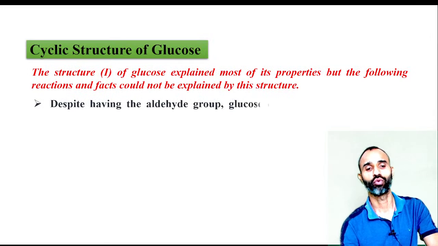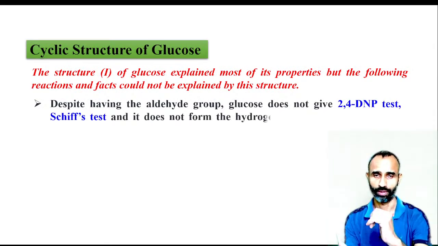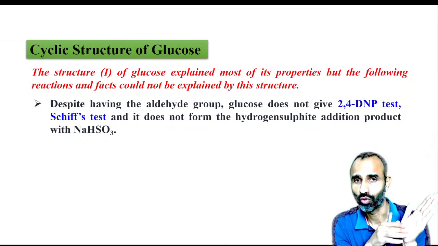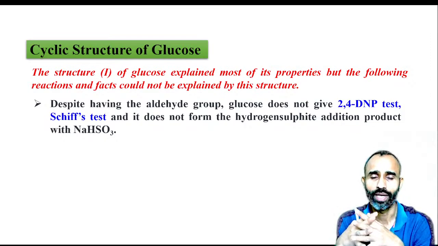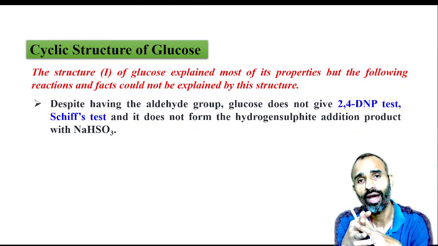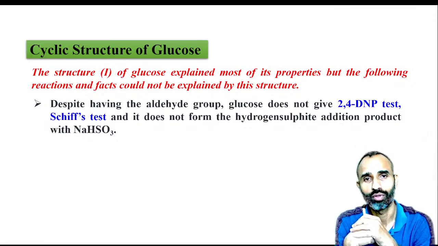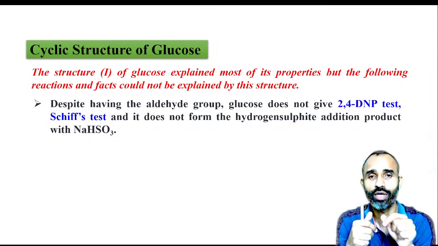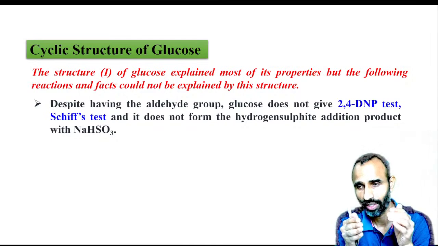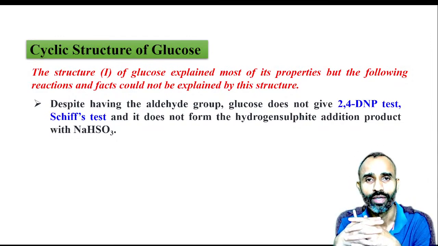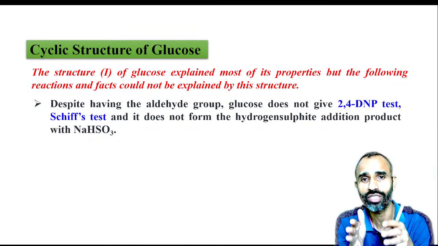Now, cyclic structure of glucose. As of now, we have explained the open chain structure of glucose. Structure 1, the open chain structure of glucose, can explain most of its properties, but there are a few properties which are not explained by it. The first one is, in all the reactions we have shown that it has a free CHO group. That means it should give all the characteristic reactions of aldehyde.